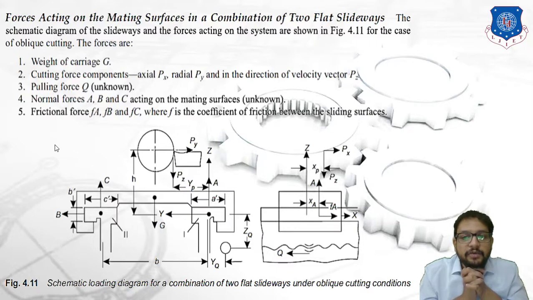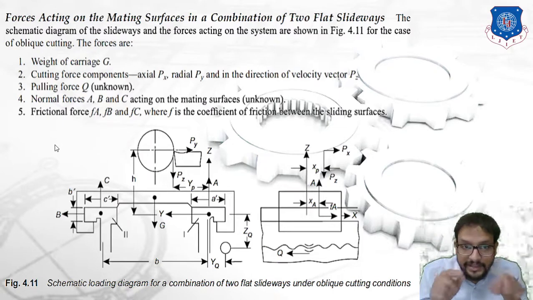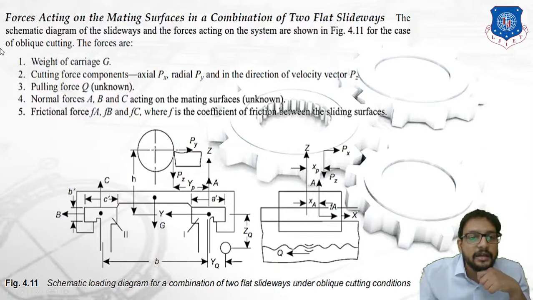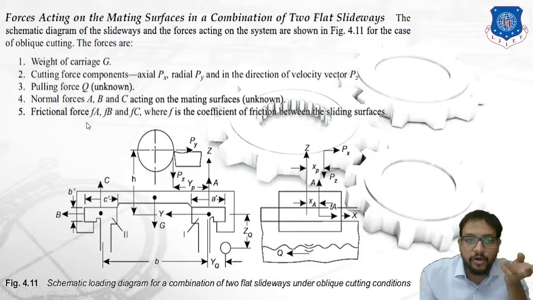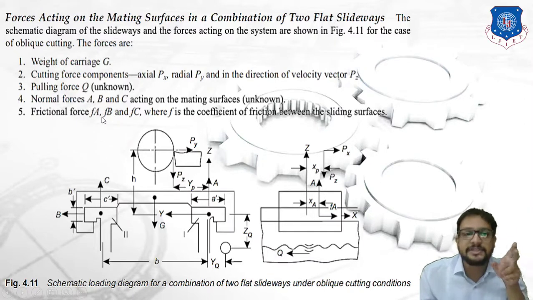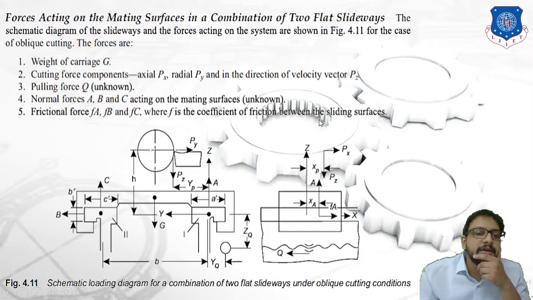We know that by the equation of friction, F is equal to mu N, right? Where F was the frictional force, mu was the coefficient of friction, and N was the normal force. So in our derivation, we are going to consider that frictional force is equal to mu N. In place of mu, over here we have used small f, that is, small f is the coefficient of friction and A is a normal force, as we know. There is a force acting on the surface of a slideway. So first frictional force is f into A. Second frictional force is f into B. Third is f into C, where f is our coefficient of friction between the sliding surfaces.